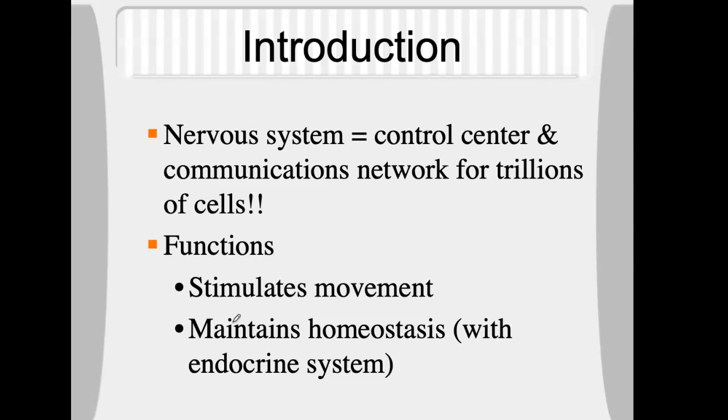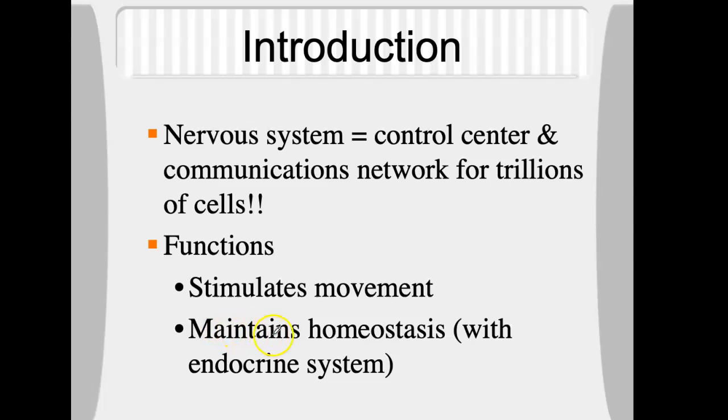It's the control system. So think about the trillions of cells that you have in your body, and they need to not do whatever they want to do because that would create chaos. So what you need is for some central control to make sure that all these cells are doing the right thing. That's the nervous system, right? We've also seen in the previous chapter that it stimulates movement, right? It's what's going to control muscle movement.